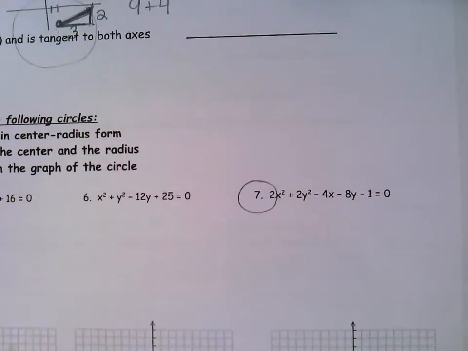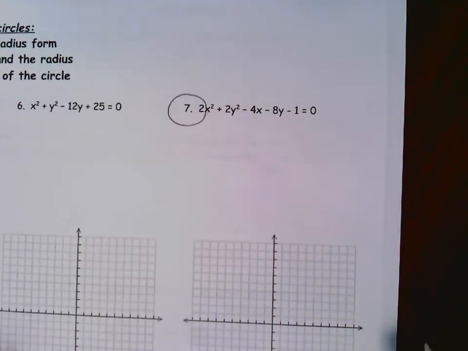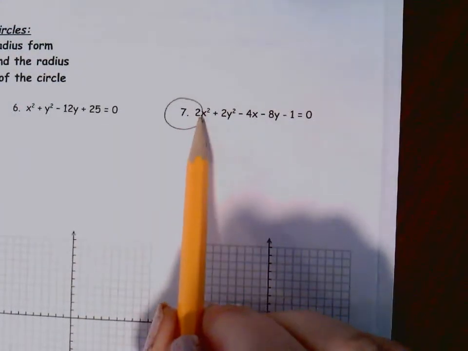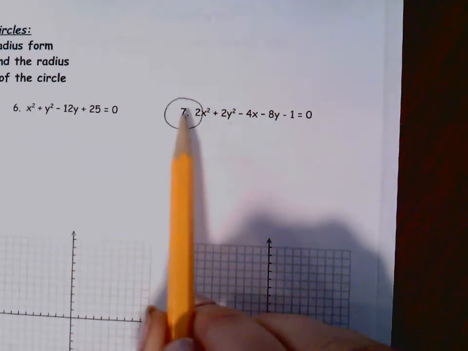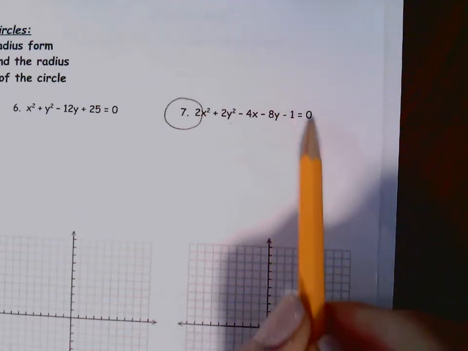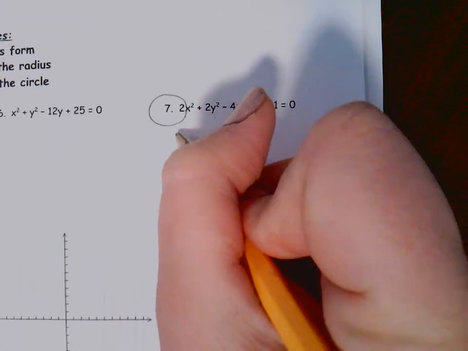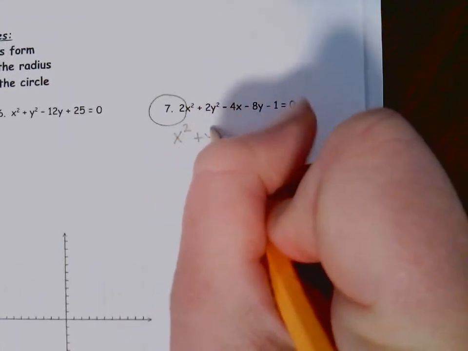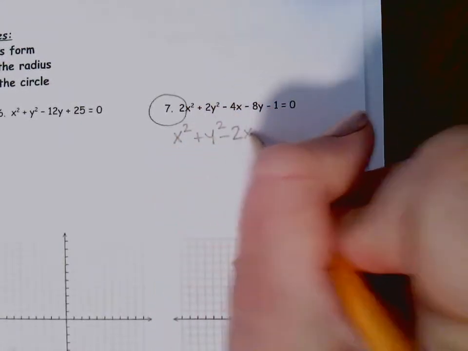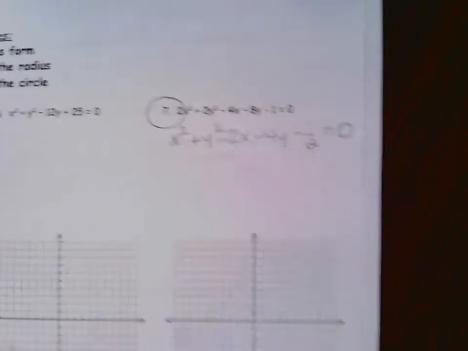On number 7, they want you to put this into the correct form so that you can sketch the graph of the circle. Because you can divide through the x² and the y² by 2, I would just go through and divide everything by 2. I know that that's going to give you a fraction here, but it makes it easier to do the problem. So I'm just going to divide through by 2 to start. x² + y² - 2x - 4y - 1/2 = 0.